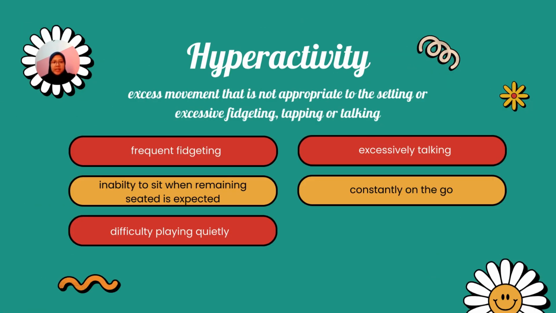The second feature of ADHD is hyperactivity. Hyperactivity is shown by excess movement that is not appropriate to the settings, or they will show excessive fidgeting, tapping, or talking. Examples of hyperactivity are frequent fidgeting, the inability to sit when remaining seated is expected, such as in the classroom. They will have difficulty playing quietly. They will talk excessively about random things, and they will be constantly on the go.